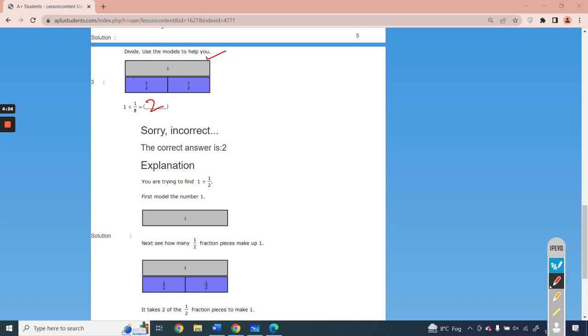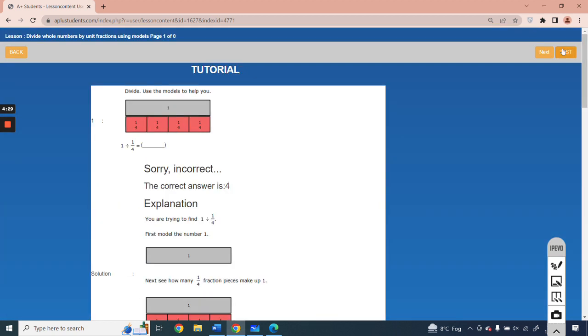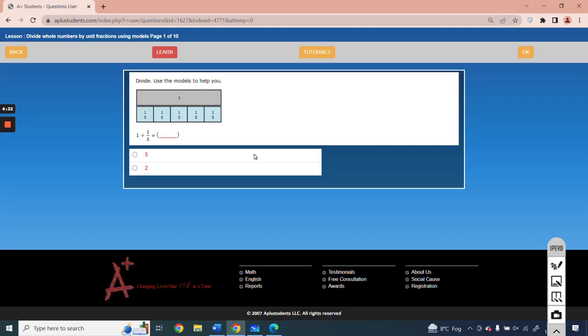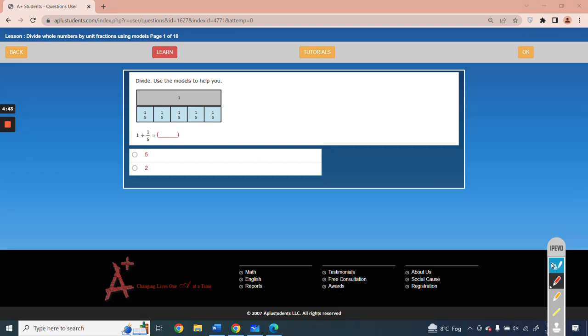Let's start with the practice questions. Divide using the model to help you. So you have to divide 1 by 1/5. You are already given the models. Just use the models and understand what we have to do. That is 1, and you have to divide it into 5 equal parts. 1/5 means divide the 1 into 5 equal parts. How many 1/5 parts can we make out of the 1? We can make 1, 2, 3, 4, 5.